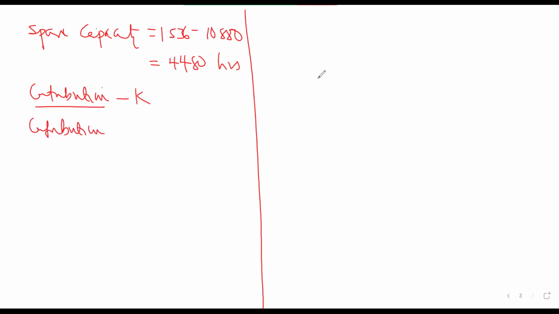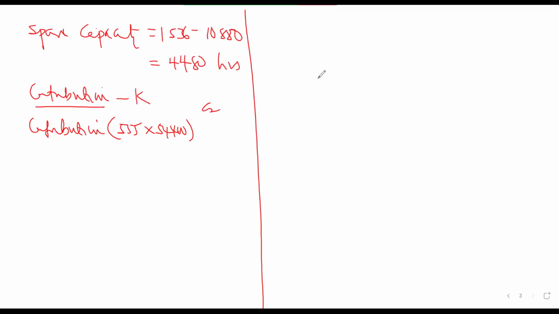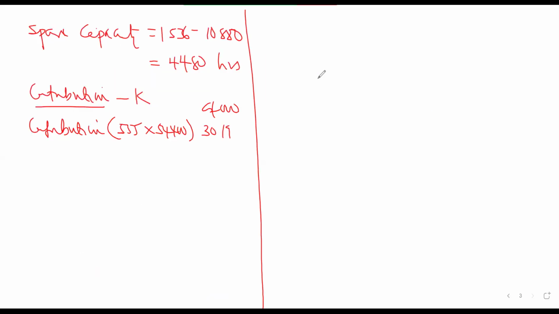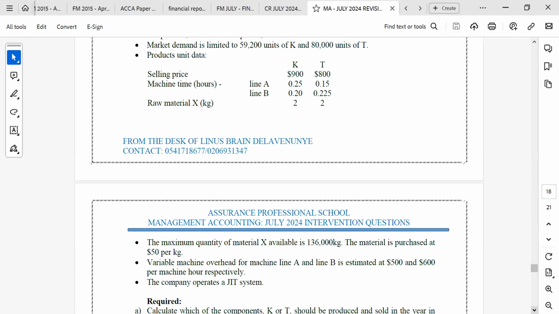We'll be having a contribution of 55 multiplied by 54,400. Then that will give us the figure that we have first, 31. So let's keep 3 zeros at the top here. So we have 31,... 3192. So the contribution from the machine also will be coming here. What is the contribution per hour? We are given a contribution per hour for each of them.